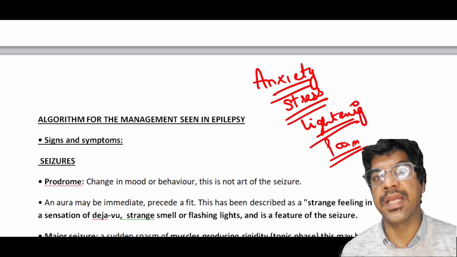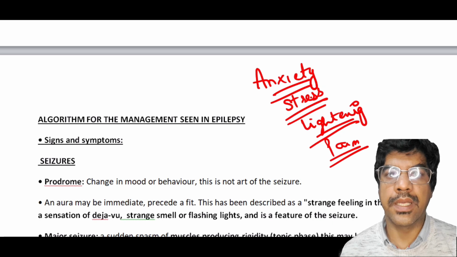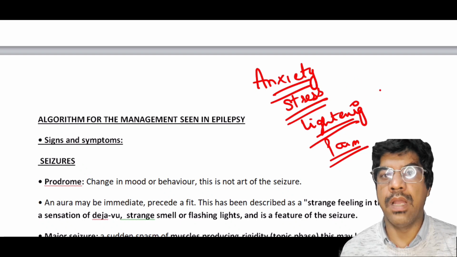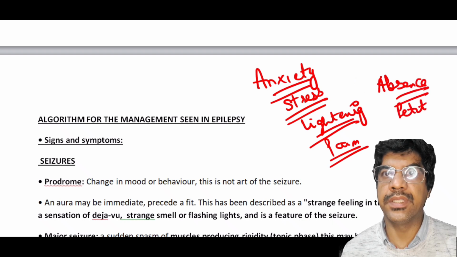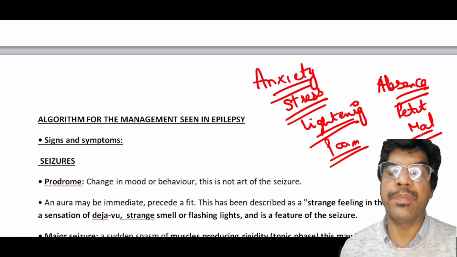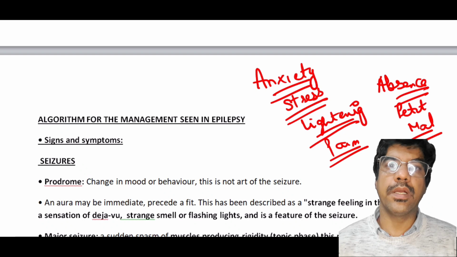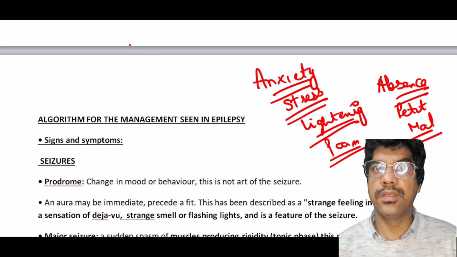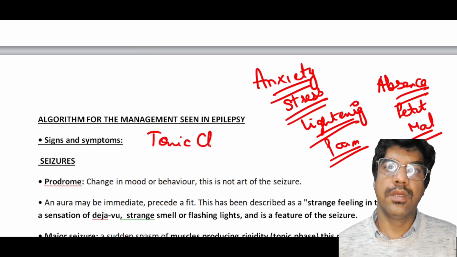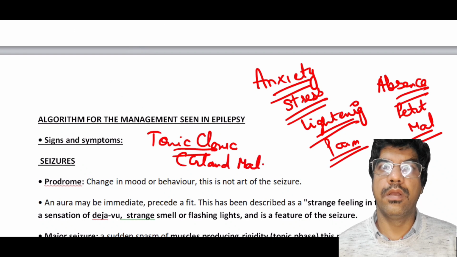Now the seizures can be partial seizures, simple partial seizures or complex partial seizures, or generalized seizures, absence seizures, also known as petit mal seizures, that are seen in children. Remember, from your MCQ point of view, petit mal seizures are seen in children. Others are the tonic-clonic seizures, also known as grand mal epilepsy.